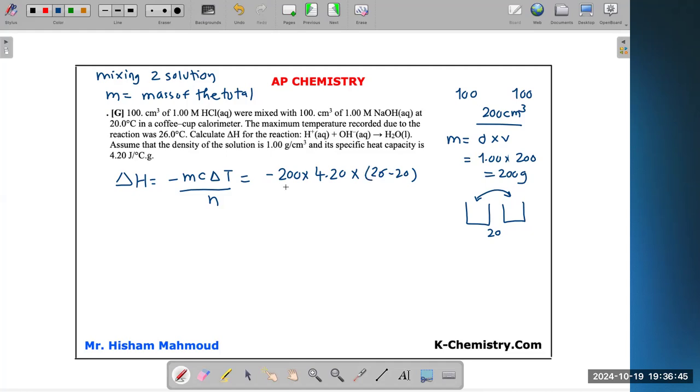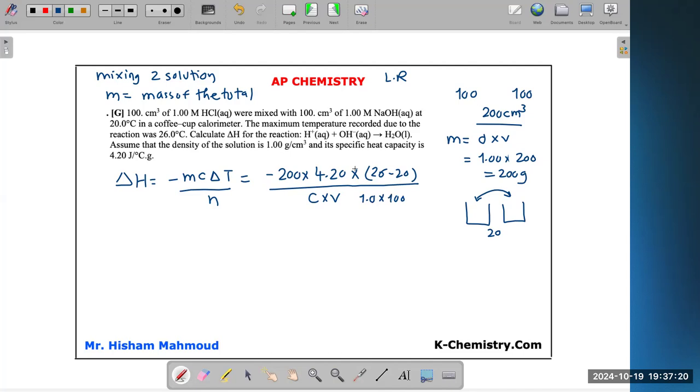And then what is the number of moles? Can anybody tell me? No, Julian, what is the number of moles that I will find here? C times V. So it is C times V for the limiting reagent, but both of them are equal. So this is 100 multiplied by 1, and this is 100 multiplied by 1. So I can choose any of them. Usually I will get the limiting reagent, but because they are both similar, I'll use any one of them, which is 1 multiplied by 100.